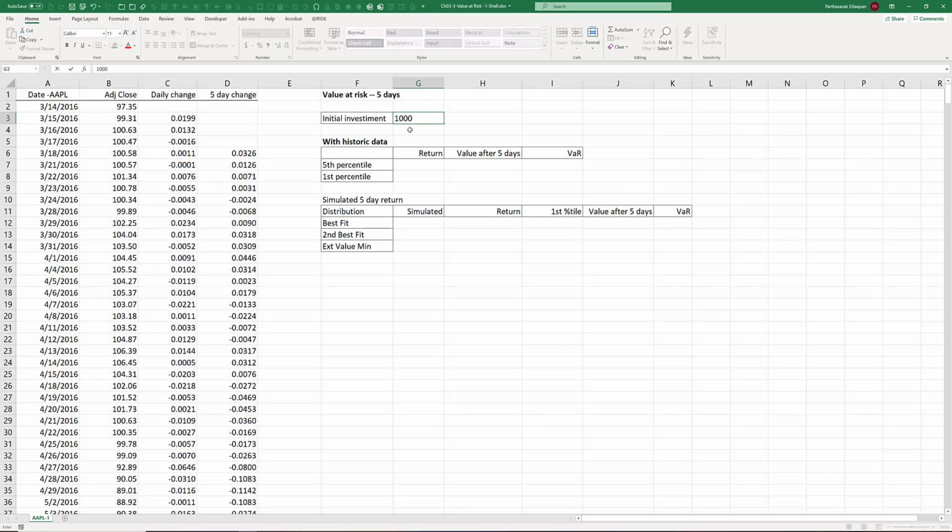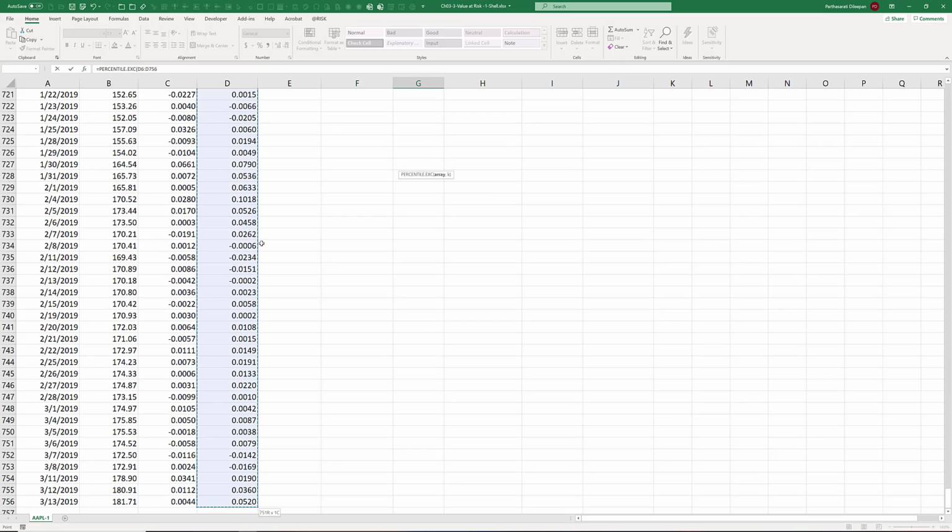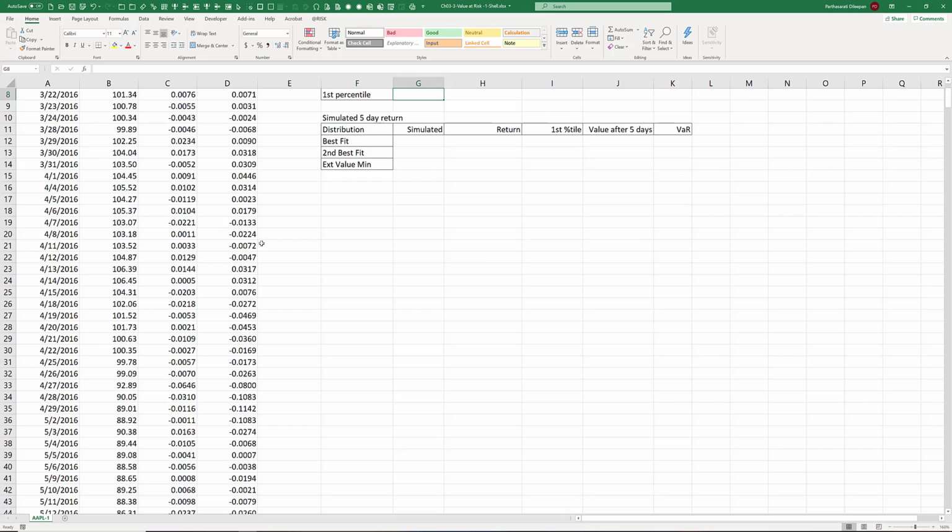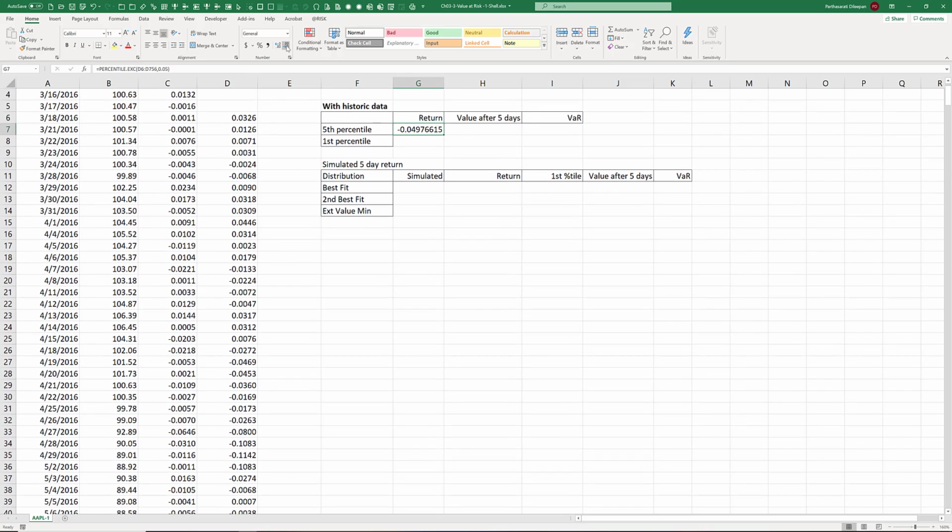We have an initial investment of $1,000, right? Now, these are the 5-day compound returns. So the fifth percentile will be PERCENTILE.EXC. That's the one that we need to use. So we look at all the 5-day returns, and then specify 0.05 for the 5-day return. So that's your fifth percentile. At the fifth percentile, 95%, you have a loss of about 5%.